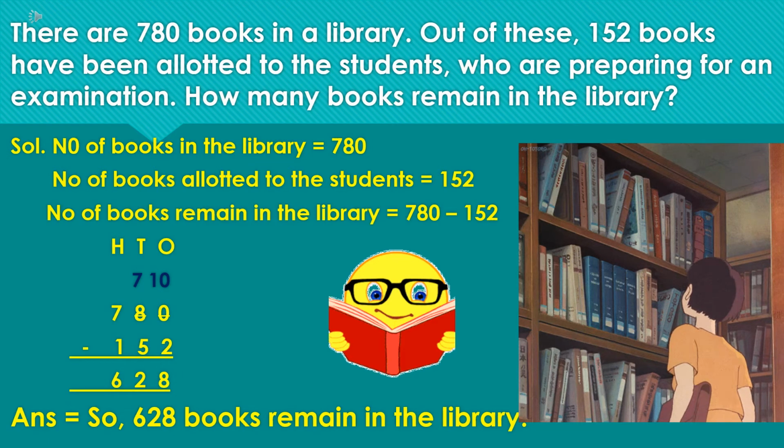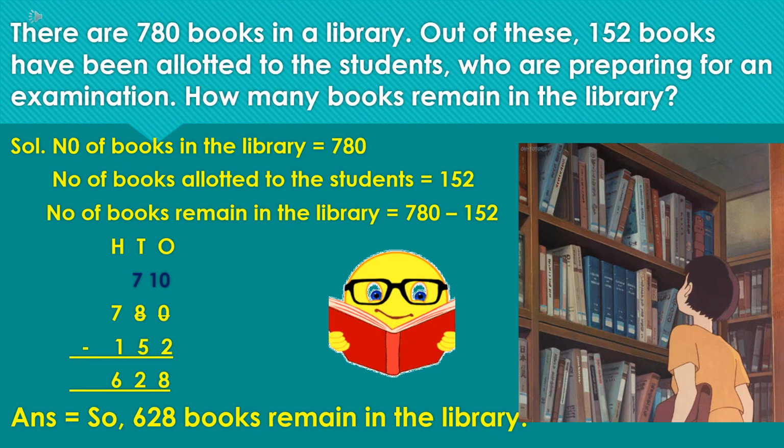So our next step will be, we will write this information in very simple language. That means we will write the statements. Our first statement will be, number of books in the library, that is equal to 780. Our next statement will be number of books allotted to the students, that is equal to 152. Third statement will be number of books remaining in the library, that is equal to 780 minus 152.